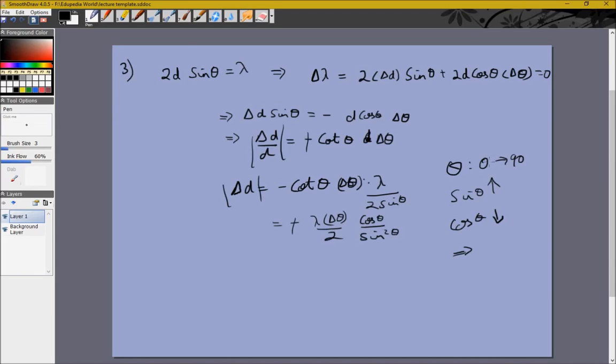So as theta goes from 0 to 90 degrees, cos theta decreases and sine theta increases. So cot theta decreases. That means the fractional error in d decreases. What about the actual error? Well, the actual error decreases as well because cos theta decreases, sine theta increases. Delta theta is a constant. So both the fractional error and the absolute error decrease. The absolute error decreases is not an option, but D option says the fractional error decreases. So D option is true. Right?